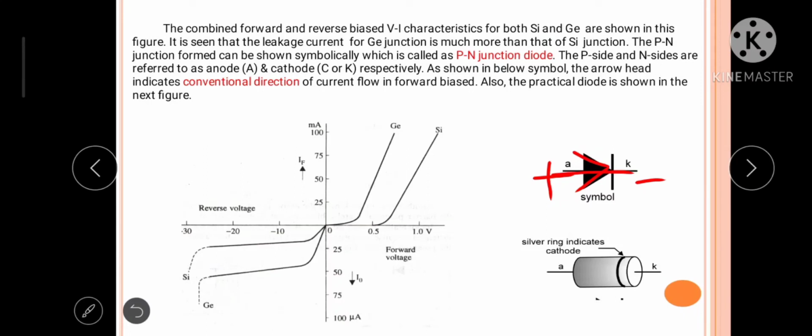Also, the practical diode is shown in the next figure. See this next figure. Here the anode is indicated as positive and the cathode is indicated as negative. And near this cathode there is one ring, we call it a silver ring. The electrode having this silver ring is called the cathode.